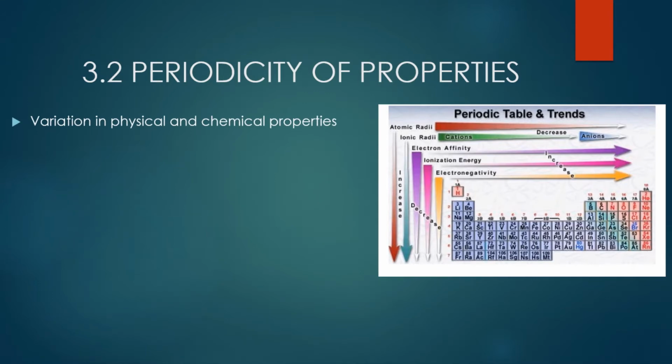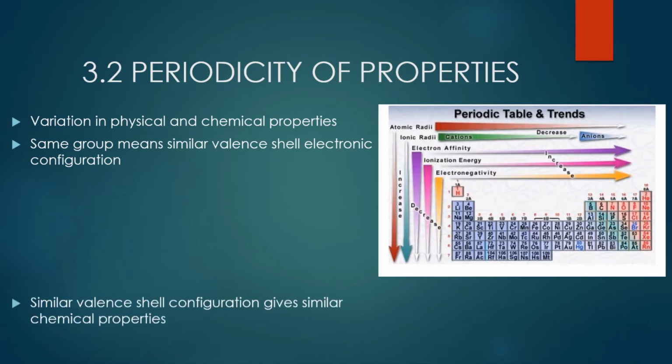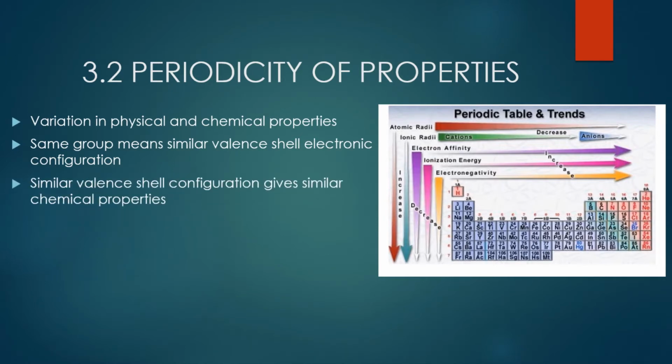As we have seen that the electronic configuration of elements show a periodic variation with the increasing atomic number. Therefore, the elements also show periodic variation in their physical and chemical properties. There are two types of properties, physical and chemical properties. Chemical properties depend on the valence shell electronic configuration, and we have discussed before that all the elements of a particular group have similar valence shell electronic configuration, so they possess similar chemical properties.